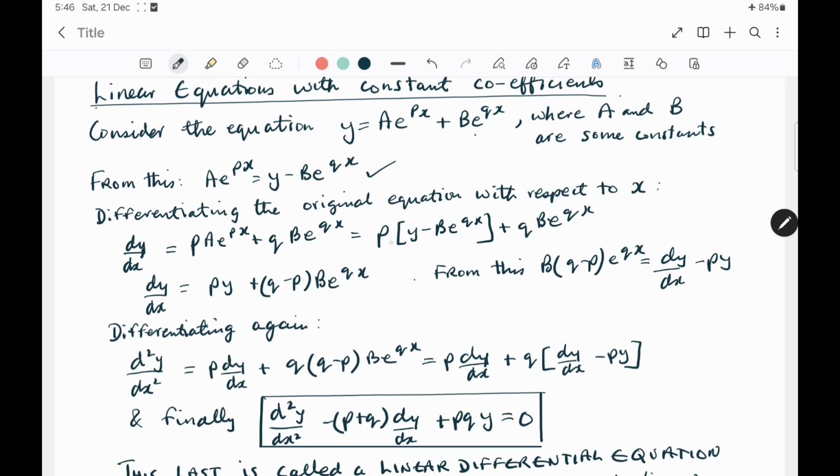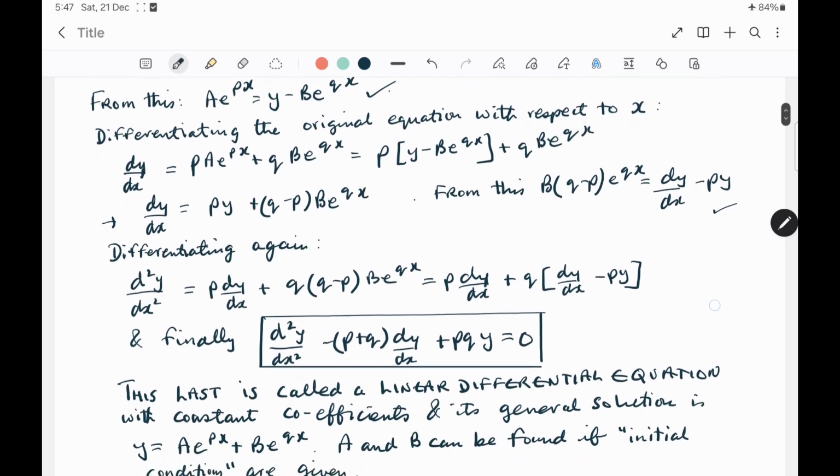And in the next step, what I've done is replace the a by what we found just up here. So that is p bracket y minus be to the qx plus qb e to the qx. And tidying that up a bit, we get this equation here, dy dx equals py plus q minus p be to the qx. And from this, we can say that b times q minus p e to the qx equals dy dx minus py. So that's directly from here. So we're up to here now.